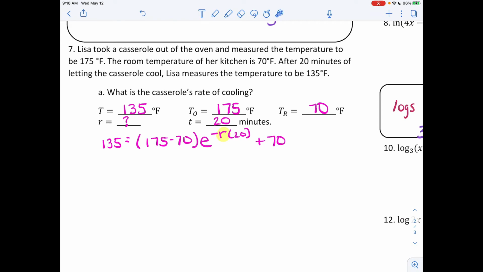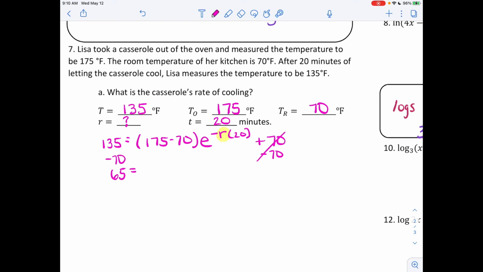The first thing we want to do is go ahead and get rid of this entire extra term here. This is all one term, and we'll mess with it in a minute, that contains R, but this 70 is just tacked onto the end. So let's get rid of it. So subtract 70 from both sides. And that's going to leave me with 65, and that's going to be equal to, let's go ahead and do the math in this parentheses.